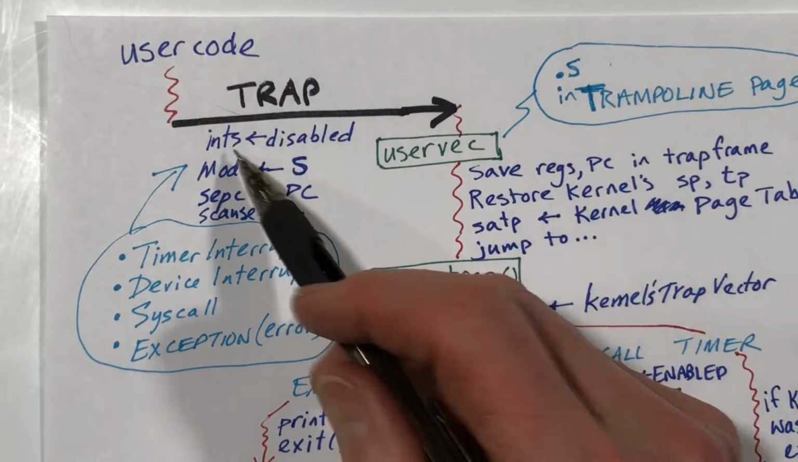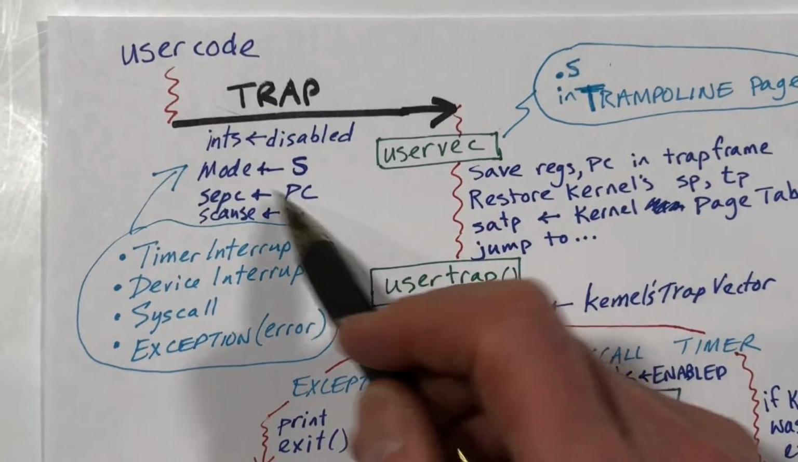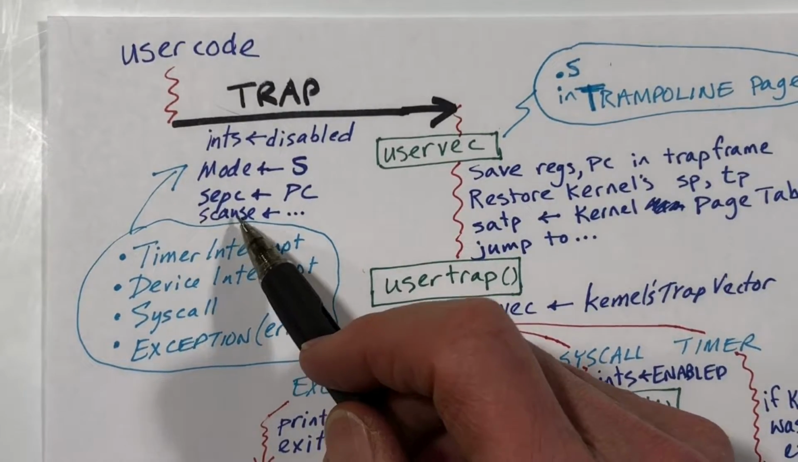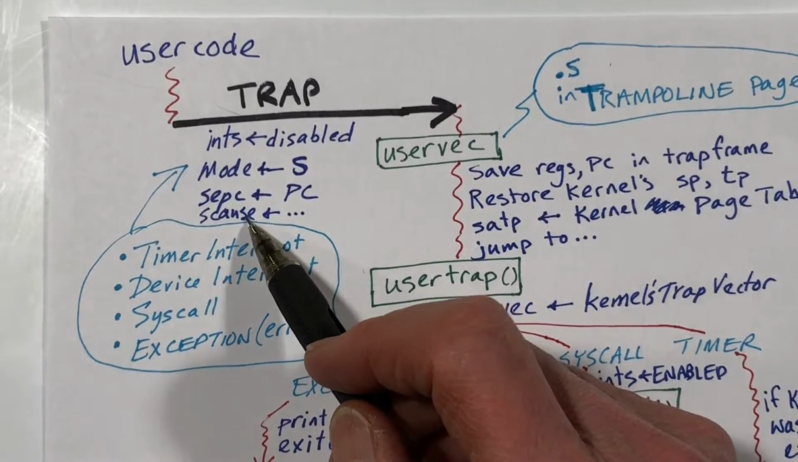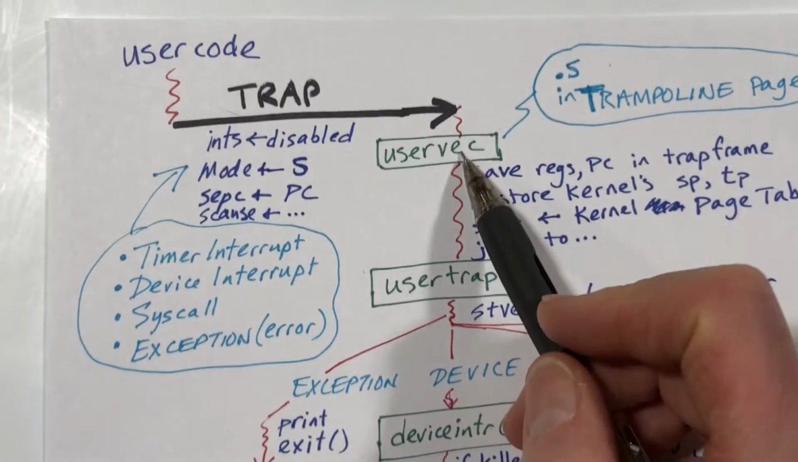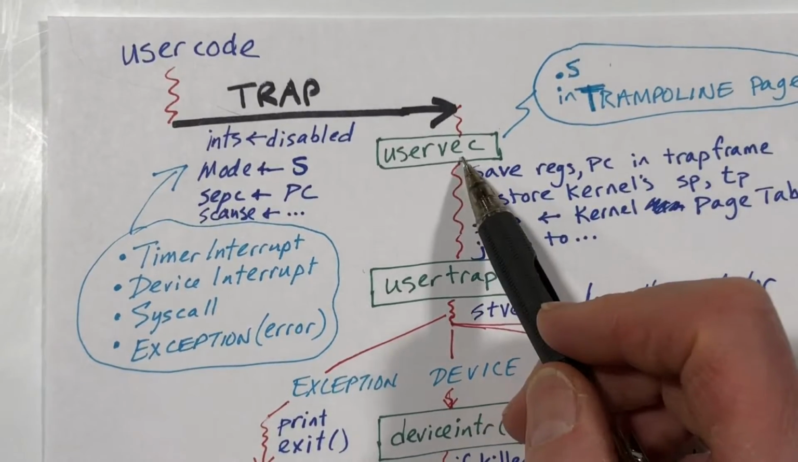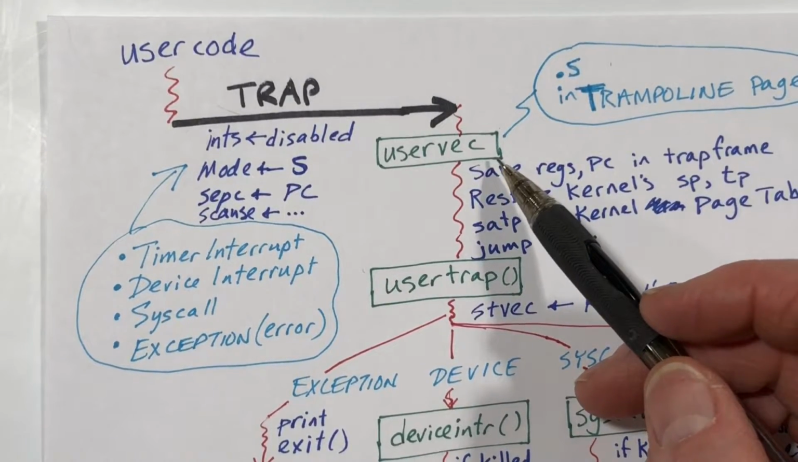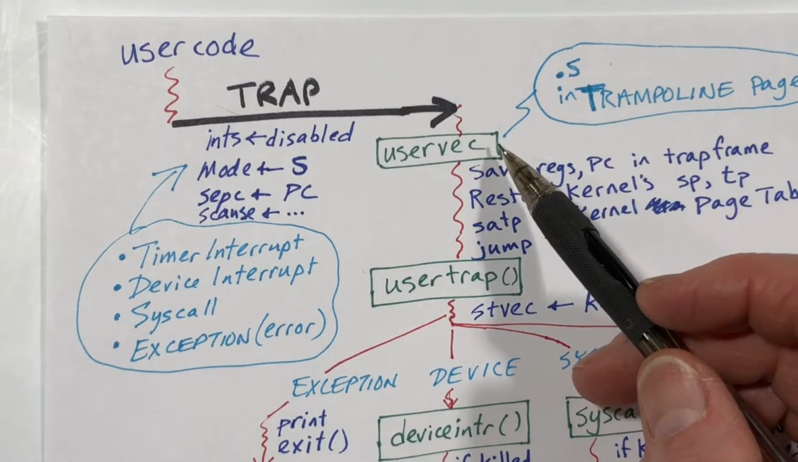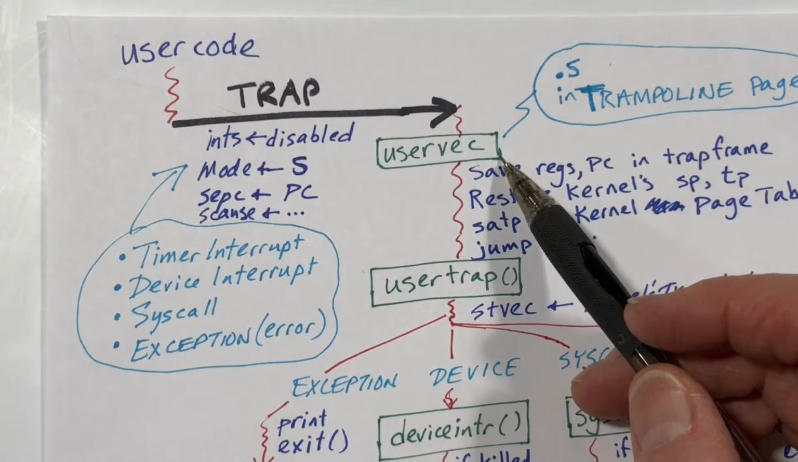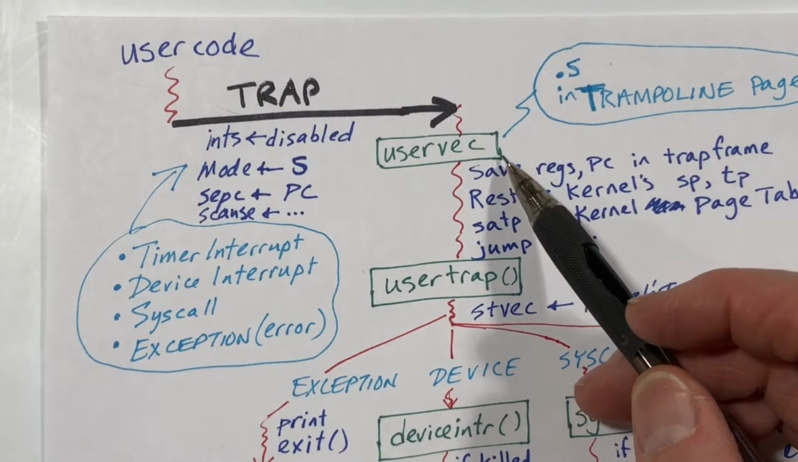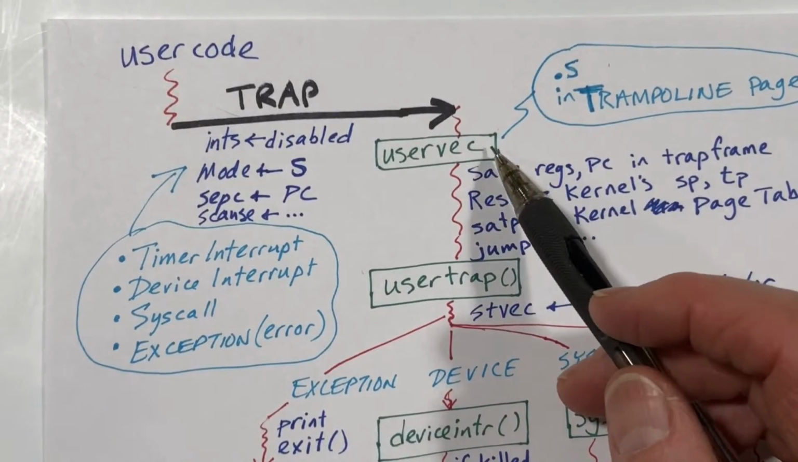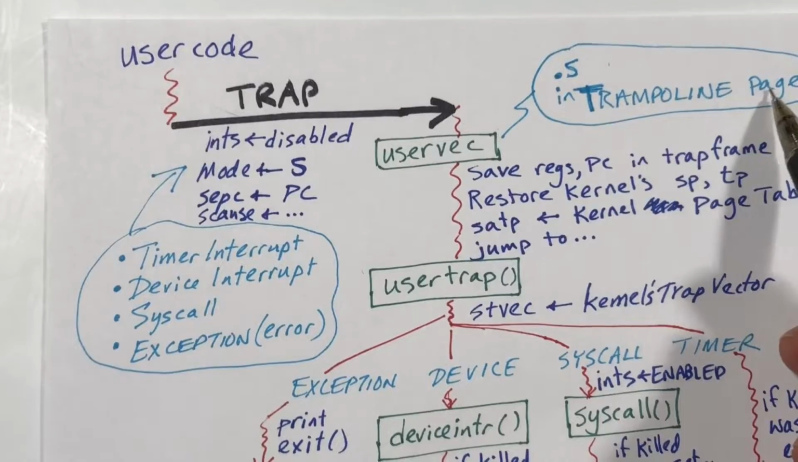The hardware will do several things. It will disable interrupts, it will switch to supervisor mode, it will save the program counter in SEPC, it will save some information about what exactly caused the trap in the scause register, and it will load the PC with the address of the uservec function. There is a control and status register called stvec, and that contains the address of the code that's supposed to handle any kind of a trap. And so that's how we branch to this assembly code that is located in the trampoline page.